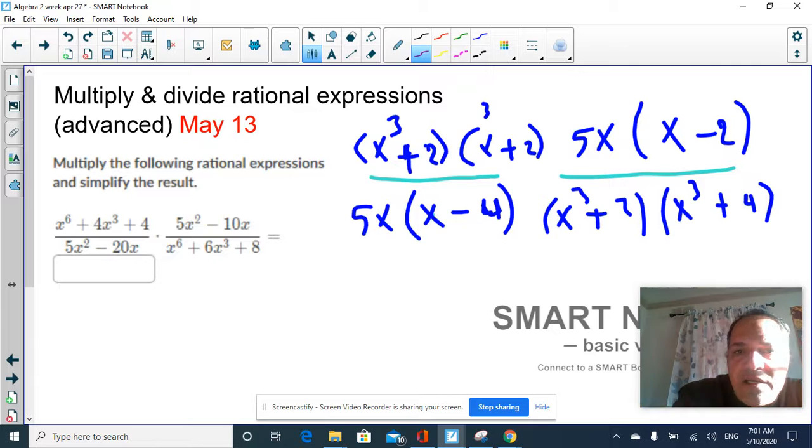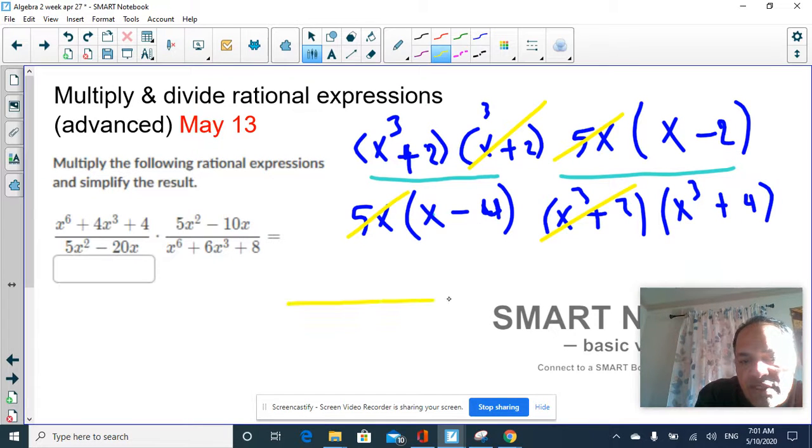If you want to cancel out now, what parts are you going to cancel out? x power 3 plus 2, x power 3 plus 2. Do you have something else to take out? No. Yes, we have 5x and 5x. Good job. What else? So you have your function in simplest form is what?